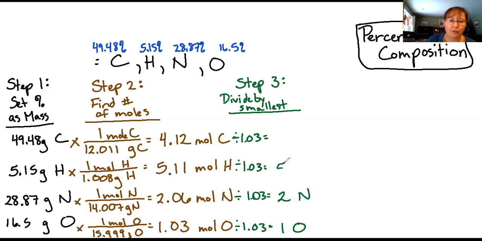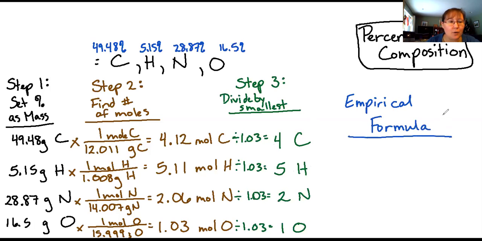Okay, so here we'll have 5 moles of hydrogen, and I have 4.12 divided by 1.03, and that's actually an even 4, and that's 4 carbons. So these numbers that we have here become our subscripts. So that means that our empirical formula, and the empirical formula, remember, is just the ratio of elements to each other, is C4H5N2O1. And with the numbers that I have here, that's as far as I can get, okay?